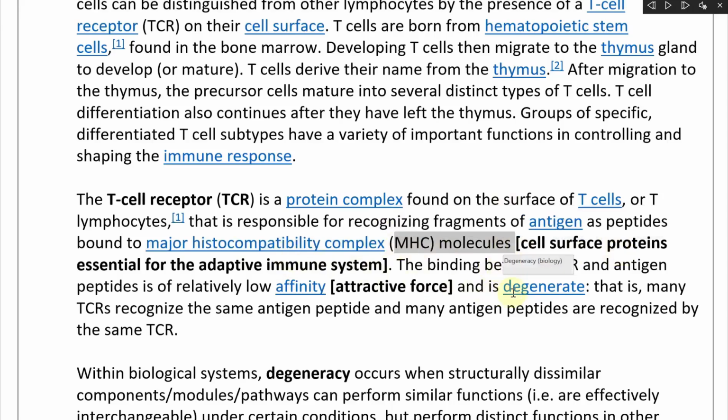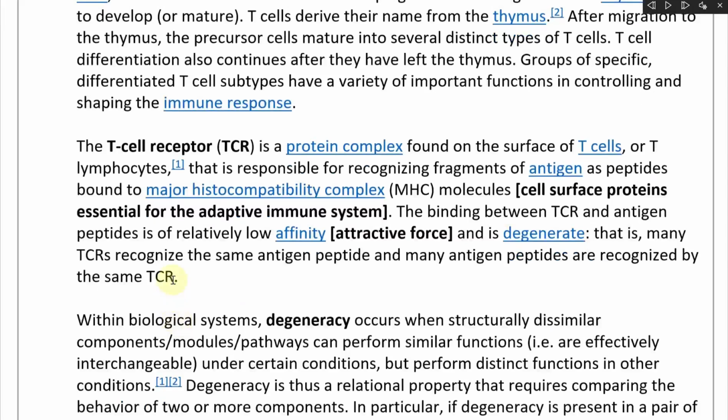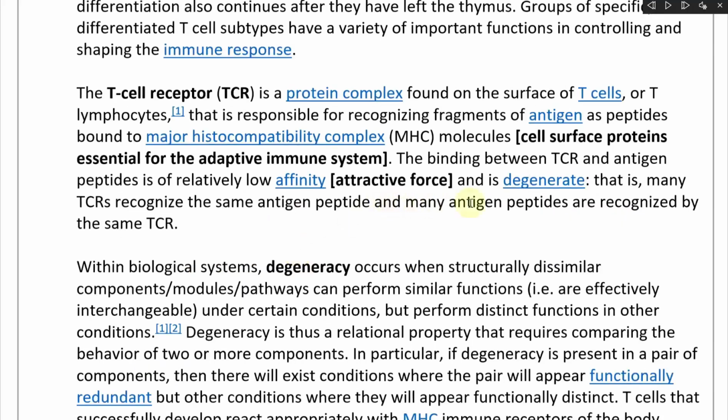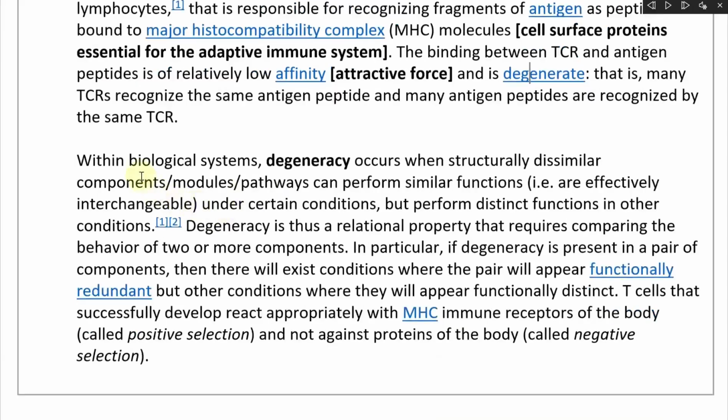The binding between TCR and antigen peptides is of relatively low affinity, or attractive force, and is degenerate. That is, many TCRs recognize the same antigen peptide, and many antigen peptides are recognized by the same TCR. So yes, the binding between them is relatively low affinity and is degenerate.